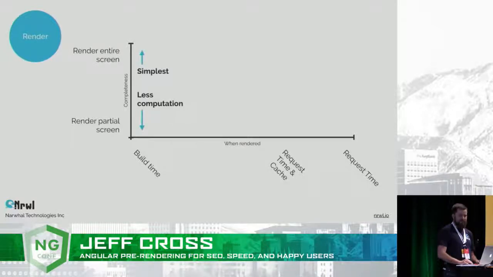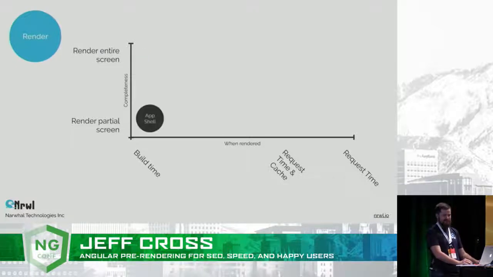And then if we look at the completeness, the trade-offs are that it's usually simpler to render an entire screen, because you can pretty much just take your existing app and say, when this route comes in, render this screen for the route, rather than rendering only certain components. That's less computation at runtime, but requires you to think more about how you run your application.